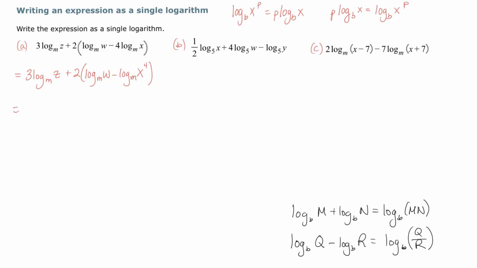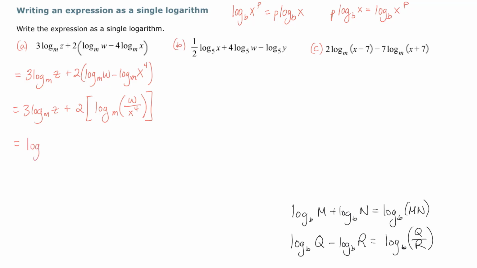Is there anything else we could do? Yes, we're still working with parentheses, with order of operations. We have a subtraction of logarithms with a common base. That really means, what does that really mean? I'm going to write log base m of w over x to the 4th. And of course, x can't be 0 there. Now we're in good shape.